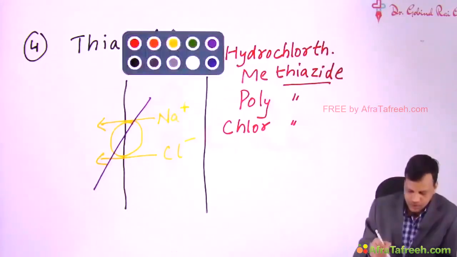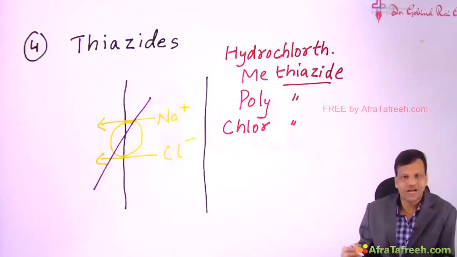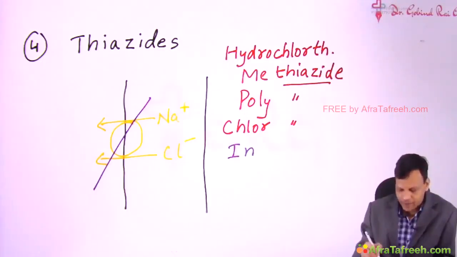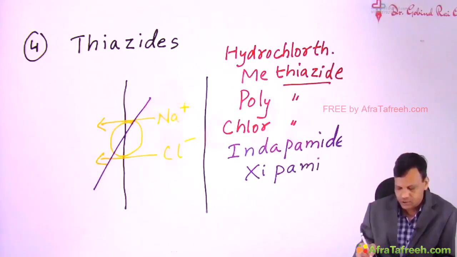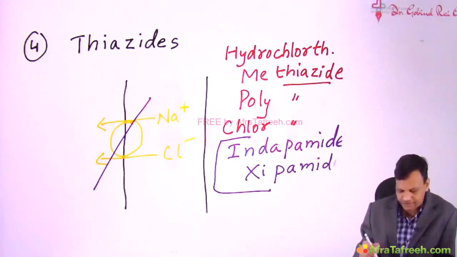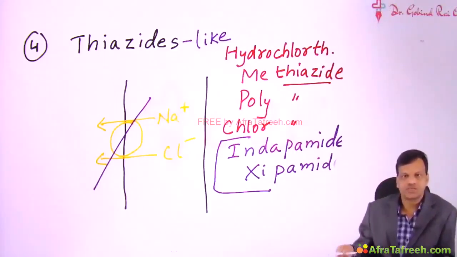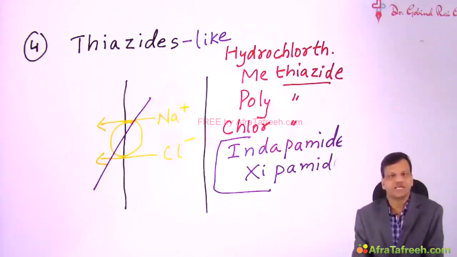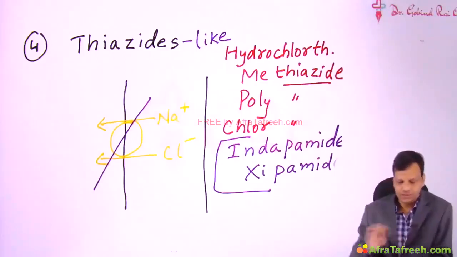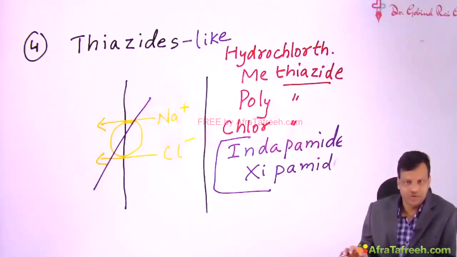Now there are some more drugs which do not end with thiazide, but they also act by the same mechanism, like indapamide, xipamide. These drugs, which are chemically different but produce the same effect, are called thiazide-like diuretics, because chemically they are not thiazides, but they work like thiazides. So this is the mechanism of thiazide diuretics.